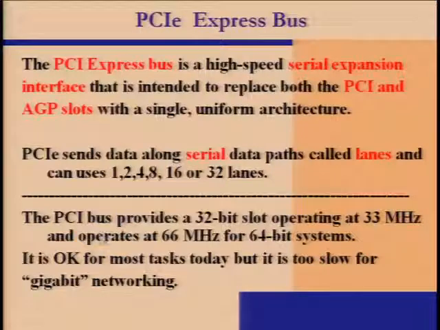Just to compare with the old PCI standard. The old PCI standard was originally a 32-bit bus, right? The system clock is 33 megahertz, and with 33 megahertz, for every hertz, it is able to handle only 4 bytes. And the 64-bit version only clocks at 66 megahertz. So as you can see, the performance won't be that good, right?